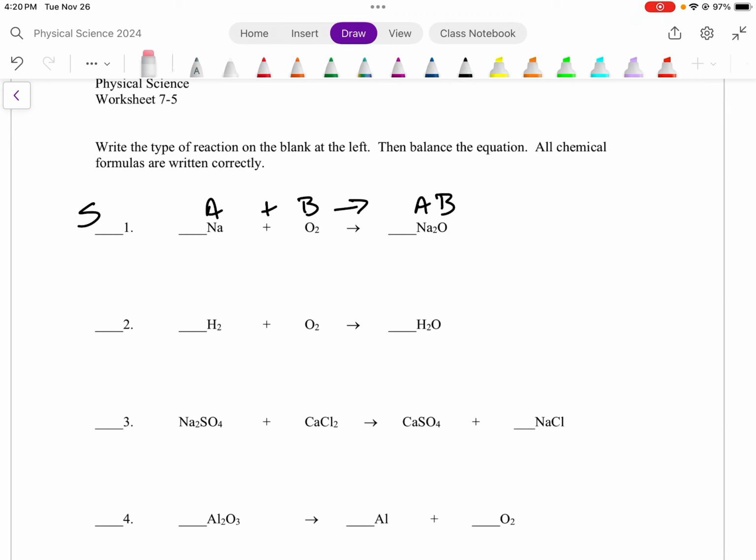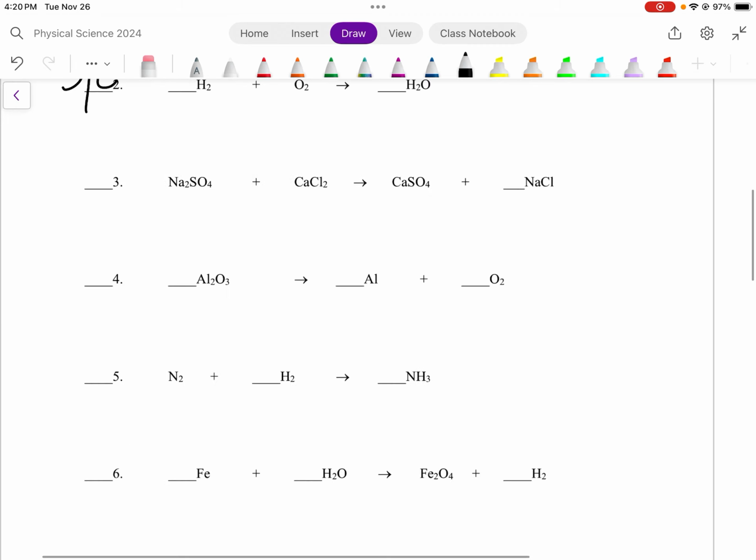So this one could be synthesis. We could also do this one. This one could be two different correct answers because of that oxygen all by itself. So it could be a synthesis or a combustion. Number 2 looks exactly the same. But you don't need to answer both, you guys. Just one of them.